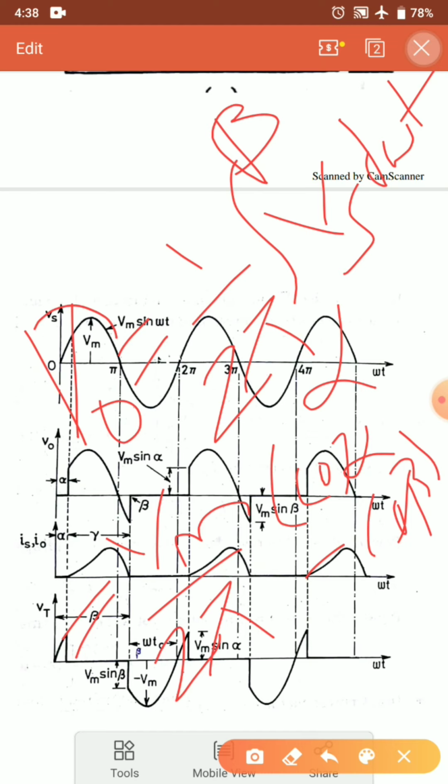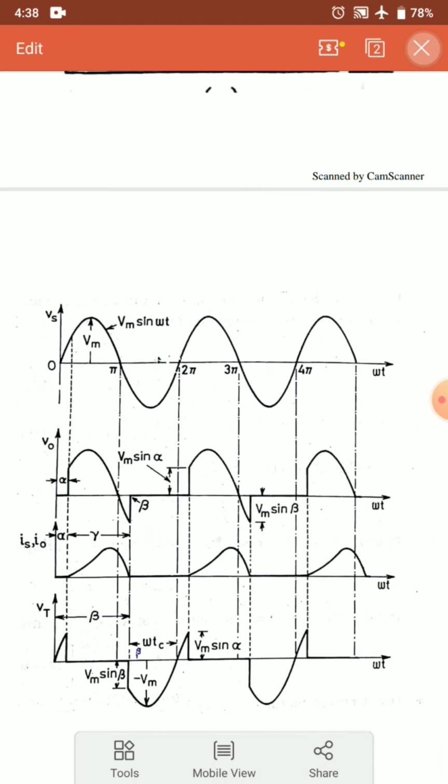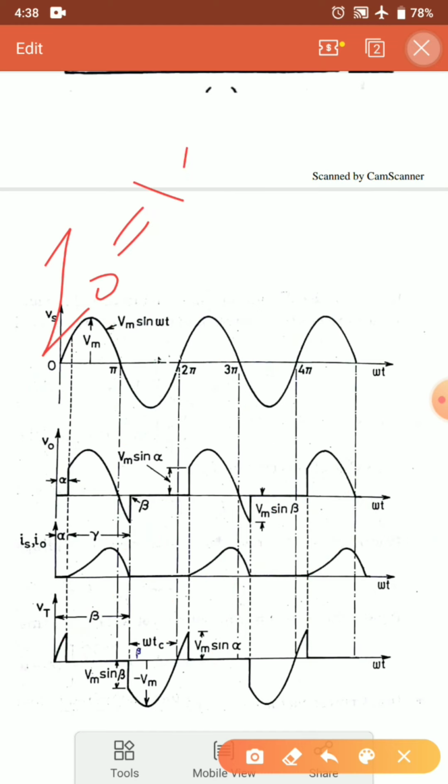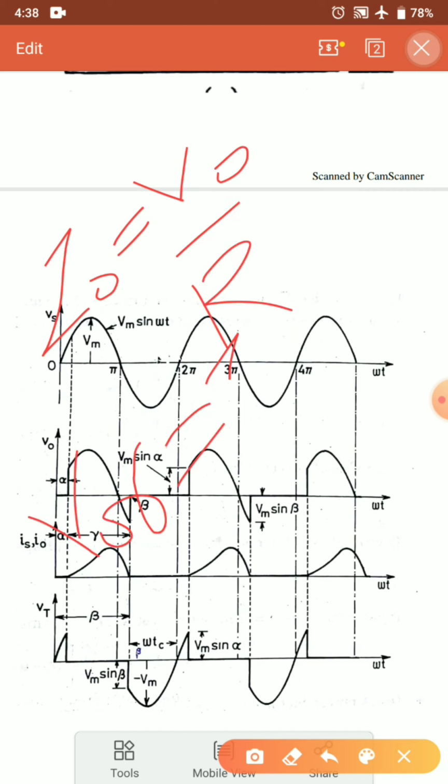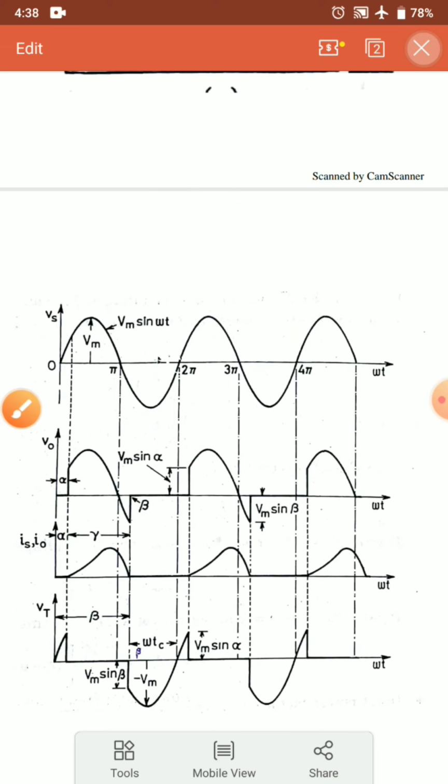Now if I know the value of V0, I can easily calculate I0. I0 is nothing but V0 by R. Then VOR can be calculated. If I know VOR, I can easily calculate the value of IOR. In this manner I can calculate all the other expressions that are needed. VT is nothing but the remaining.